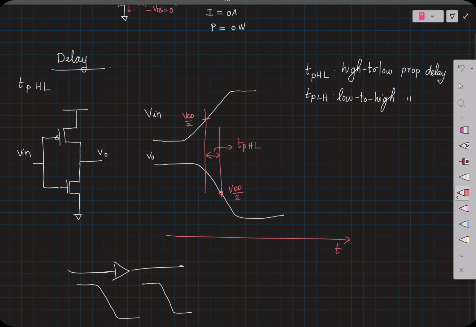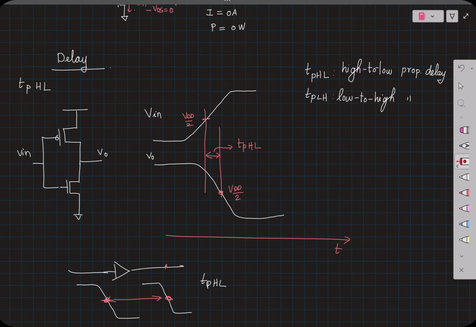Now, similarly, you can define high to low and low to high propagation delays for your NAND gate, NOR gate, all of the other gates. The subscripts here refer to the transition happening at the output. Okay, so is this clear?